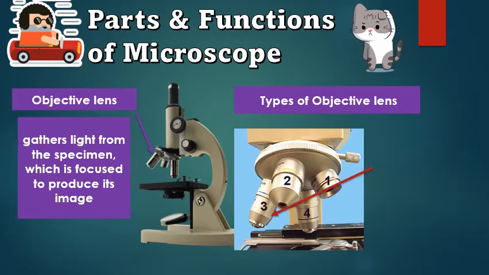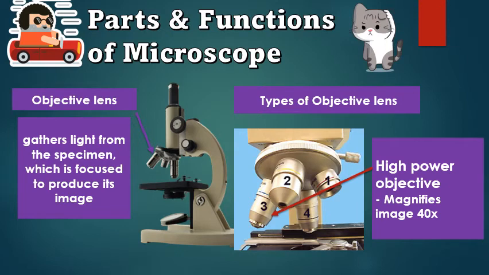Then the third one is the high power objective. It magnifies the image up to 40 times. So it is ideal to use this one when you are going to observe very fine detail, for example, observing bacteria, cells, and many more.